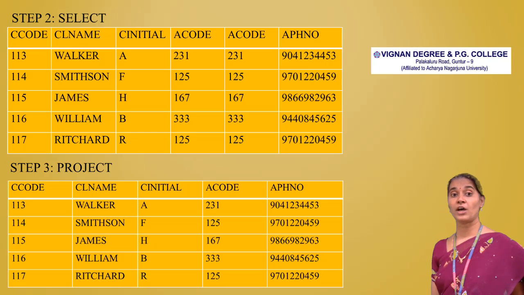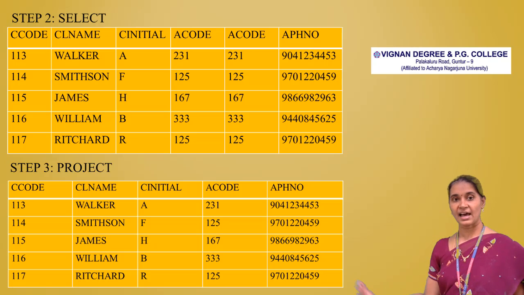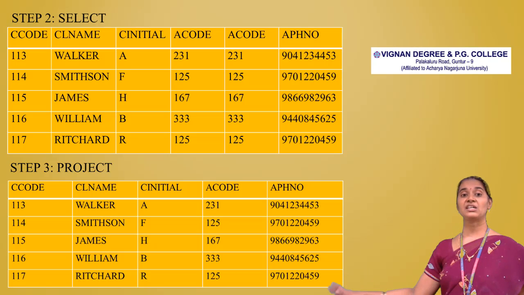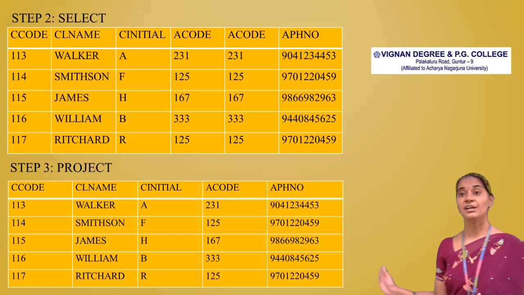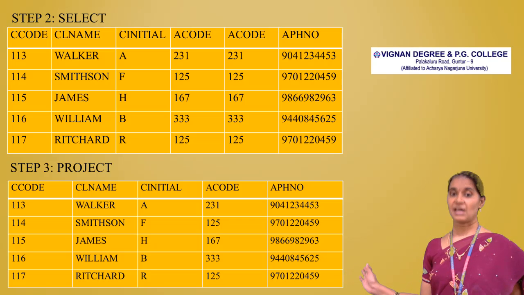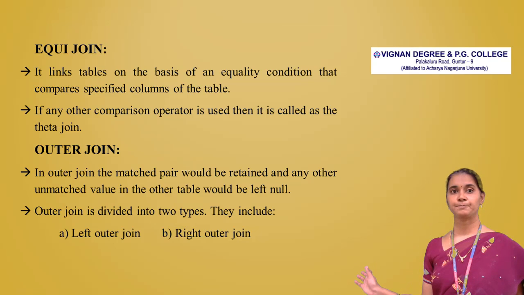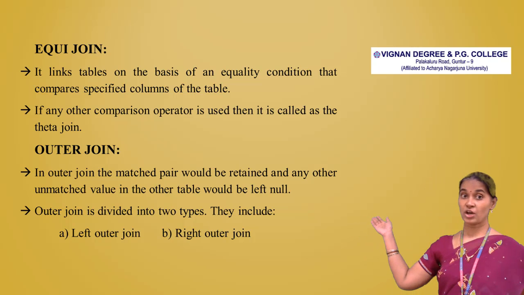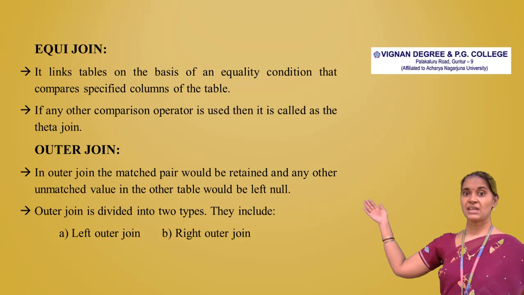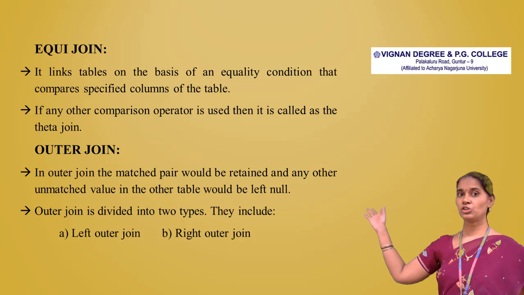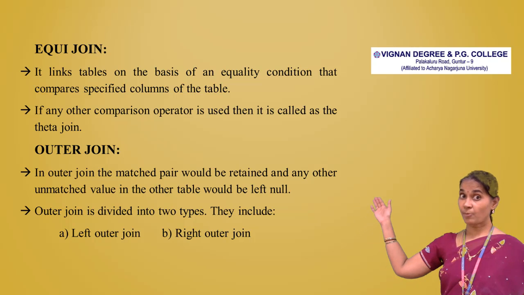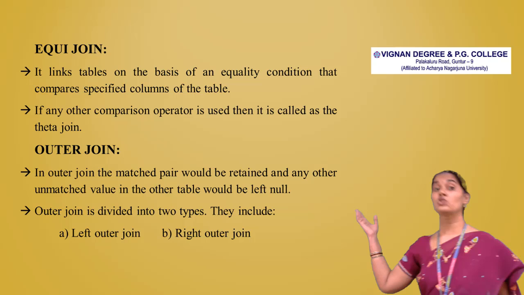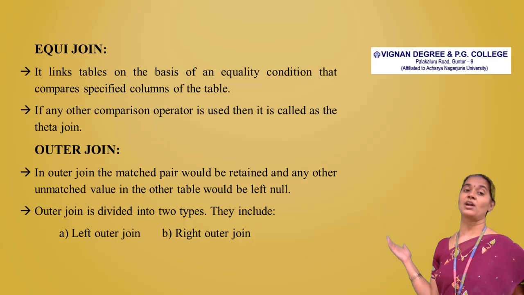After performing the join operation, I have got a combination of the customer table and the agent table. This is how I perform natural join. Followed by the next one, Equi Join. It links both the tables based on an equality condition. It compares both the tables based on the equal to condition. If any other comparison operator is used other than equal to, then it is called theta join.